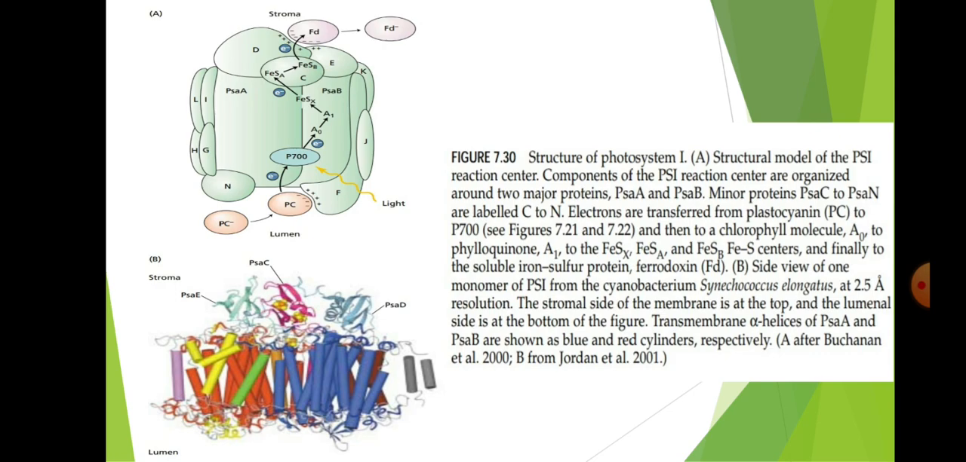The B diagram is the side view of one monomer of photosystem 1 from the cyanobacterium Synechococcus elongatus at 2.5 angstrom resolution. The stromal side of the membrane is at the top and the luminal side is at the bottom of the figure. Transmembrane alpha helices of PSAA and PSAB are shown as a blue and red cylinder respectively. This is the structure of photosystem 1.